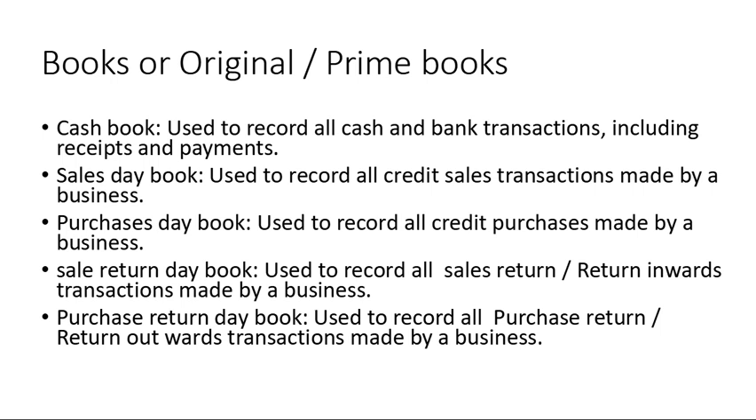The third type of prime entry book, purchase day book, used to record all credit purchases made by the business. Only credit purchases are recorded. Next book is called sales return day book or return inward day book. It means that we record all sales returns or return inward transactions made by the business in the sales return day book. And next is purchase return day book, used to record all purchase returns or return outwards transactions made by the business.